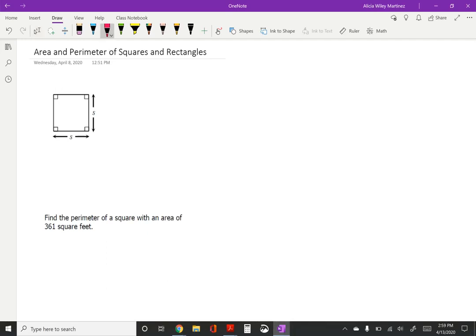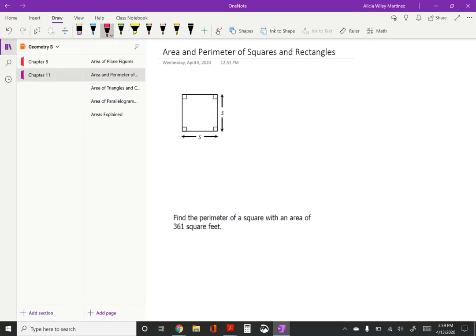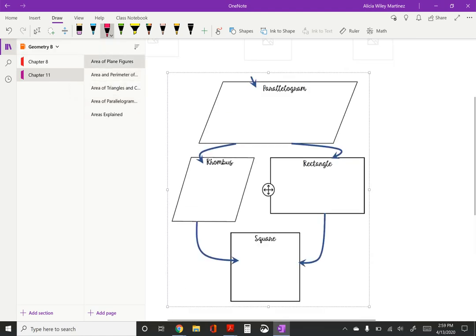Hello everybody, today we're going to talk about the area and perimeter of squares and rectangles. I will also have another video that talks about the area of parallelograms as well. But essentially they're all sort of similar.